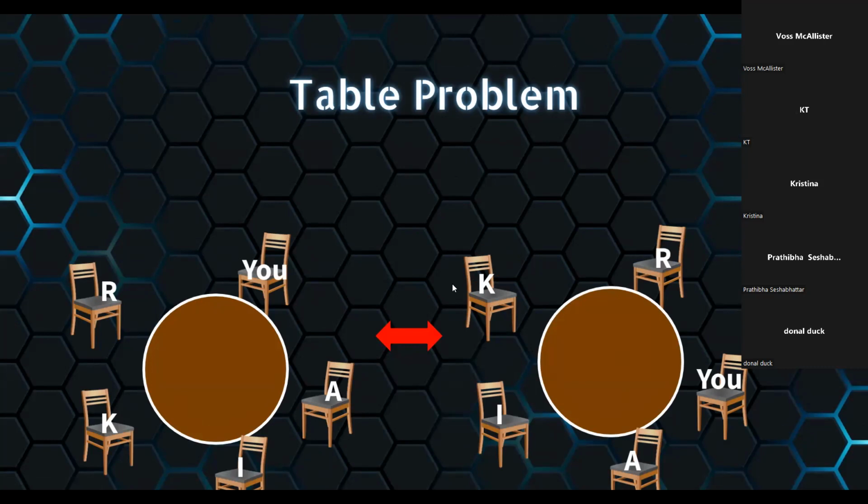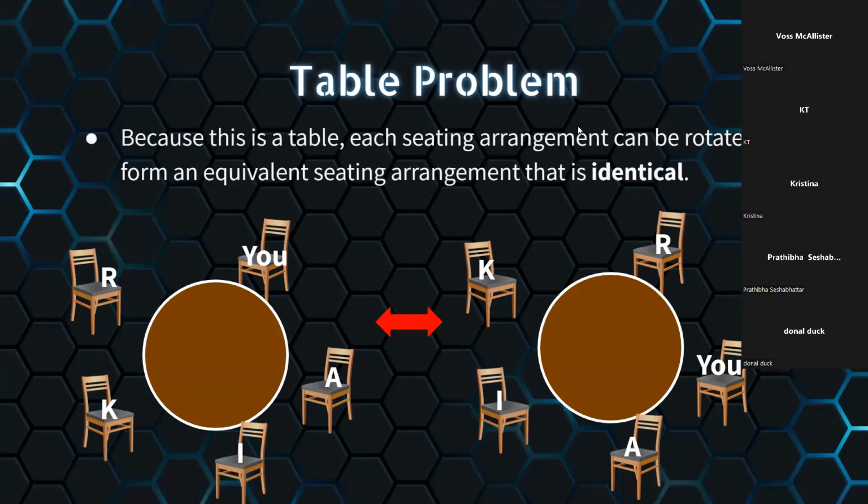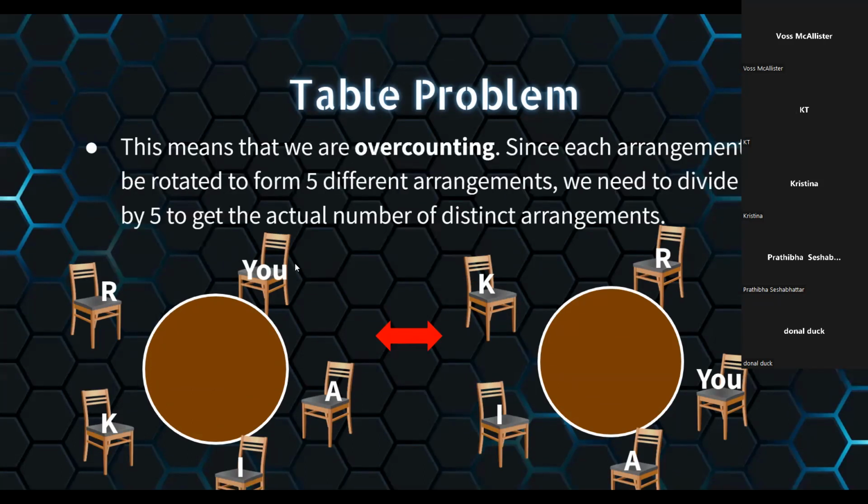table. Oh, so it'd be 5 factorial plus 5? Plus 5? Wait, no, plus 4. So you need to divide by 5 because we've overcounted basically. We thought this one and this one were 2 separate seating arrangements when we counted it like that, but it's actually not. So that's why we have to divide for our overcounting error.